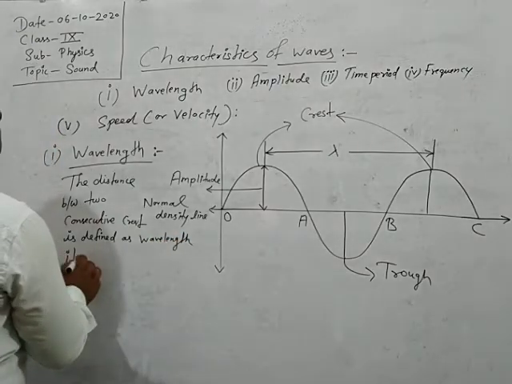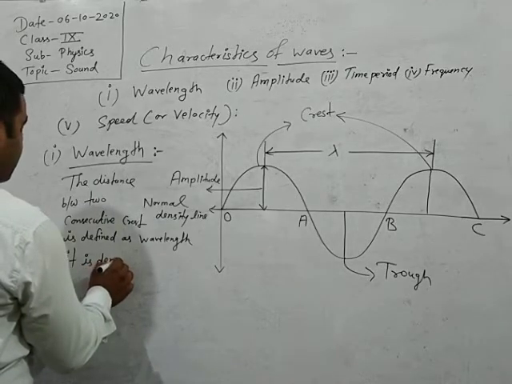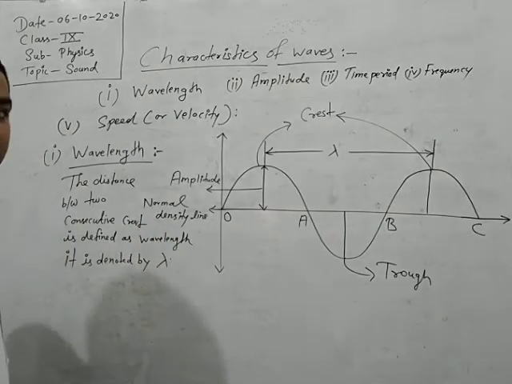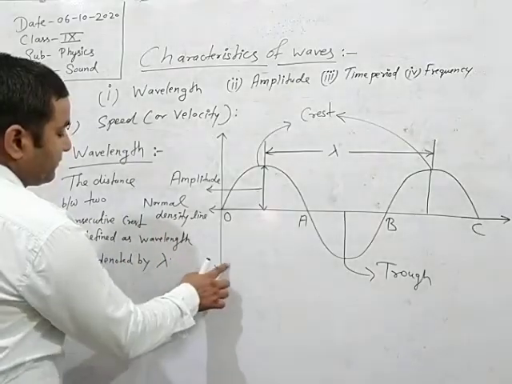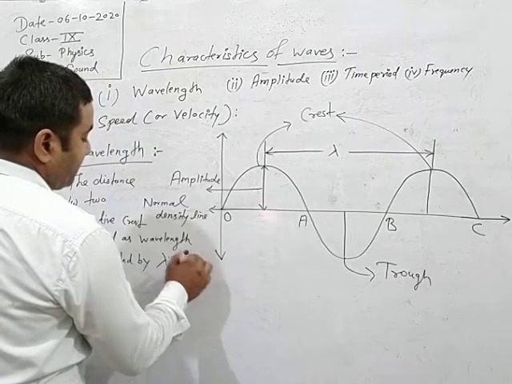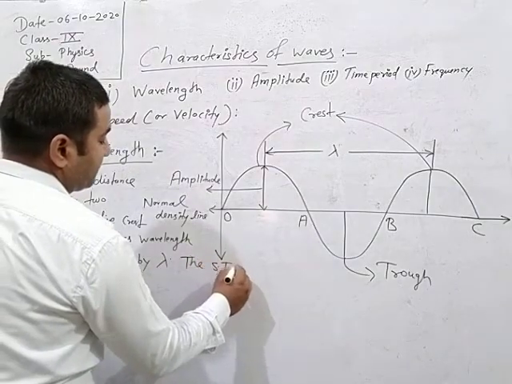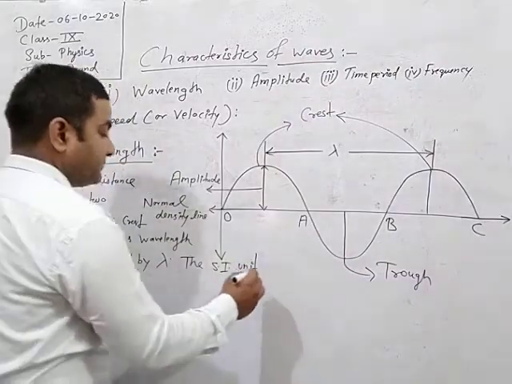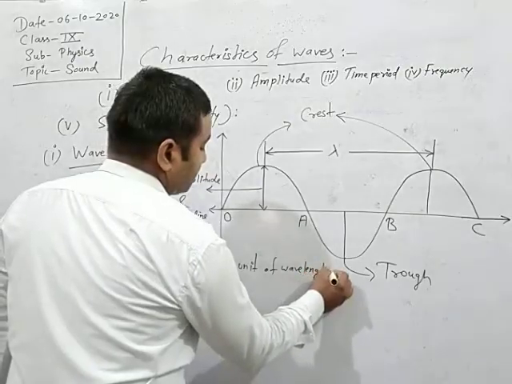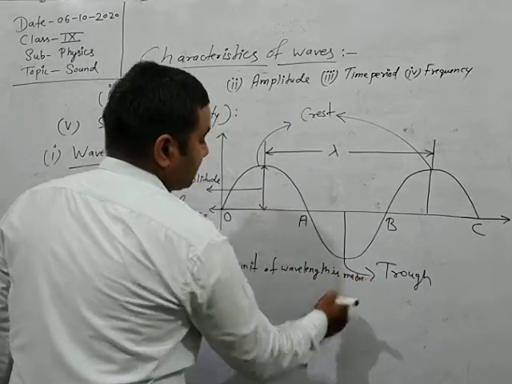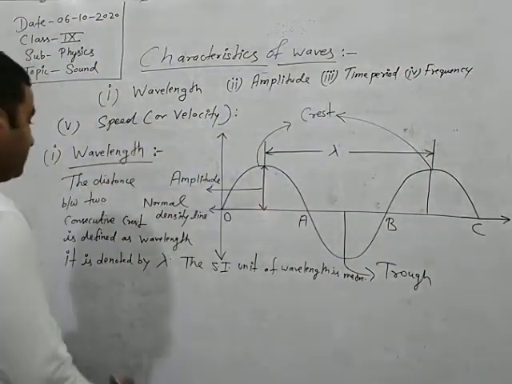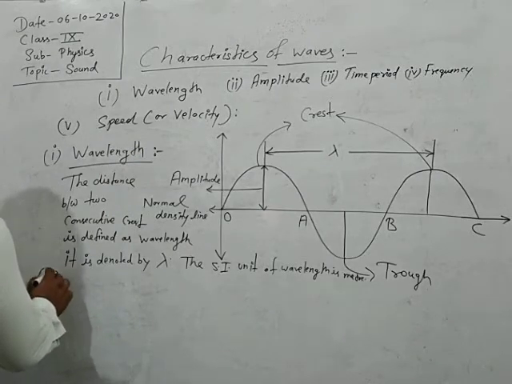It is denoted by the symbol lambda. The SI unit of wavelength is meter. Clear? The SI unit of wavelength is meter, and then after wavelength, amplitude. The second one is amplitude.